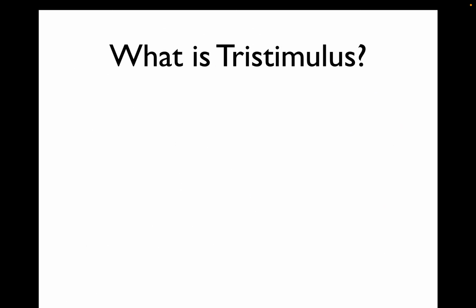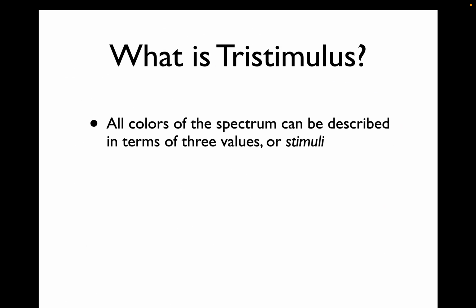Okay, so what is tri-stimulus? All the colors of the spectrum can be described in terms of 3 stimuli. This whole system was based on your eyes. Your eyes have cells in them that are sensitive only to red light, and cells that are only sensitive to green and only sensitive to blue. When you see a pure red, only the red cells fire, and the other two, the green and blue ones, don't fire at all.